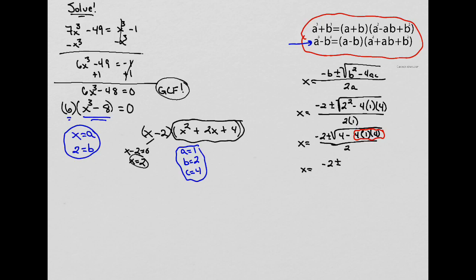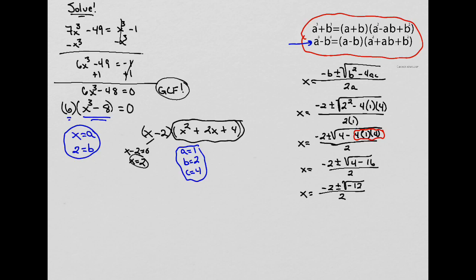I forgot that there. 4 minus, and then 4 times 1 times 4 is 16. That's all square rooted and still all over 2. And then 4 minus 16 is a negative 12. So x is equal to negative 2 plus or minus the square root of a negative 12, all over 2.